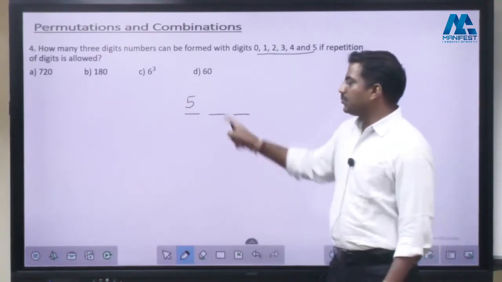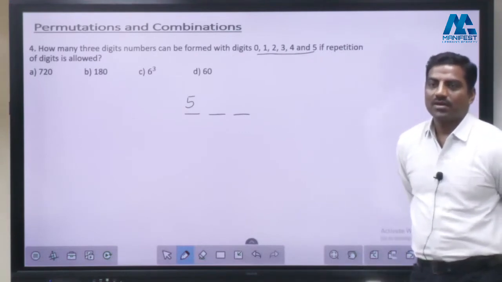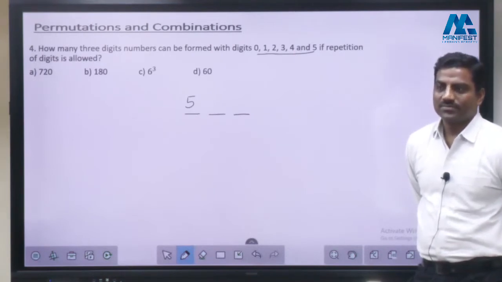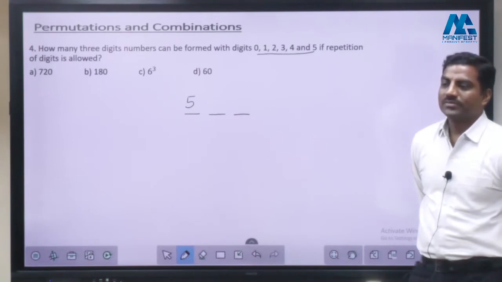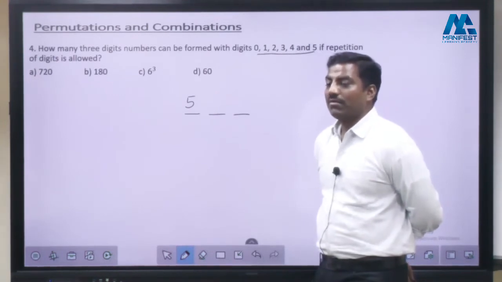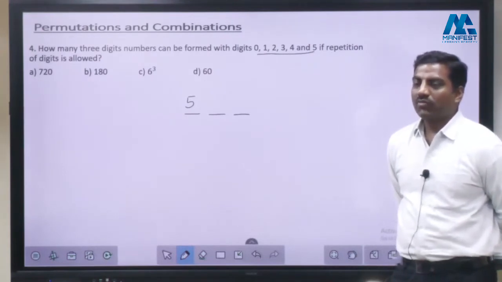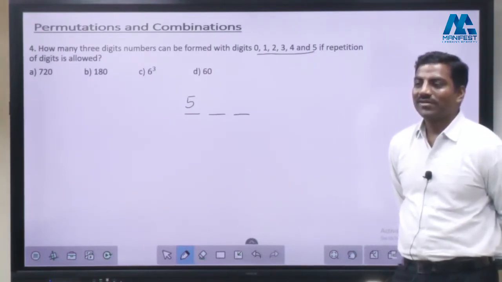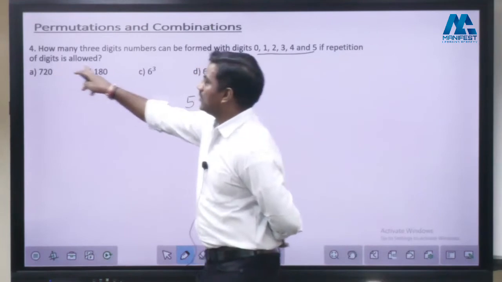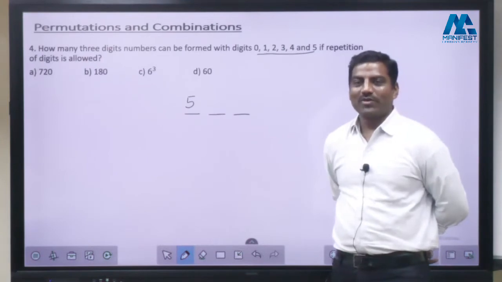Then this place can be filled in how many ways? 4 or 5 or 6. Okay, why 5? We can fill 0 also. Correct? We can fill 0 also. But why only 5? One already taken. But they are telling us repetition is allowed. So now tell me, 4 or 5 or 6?